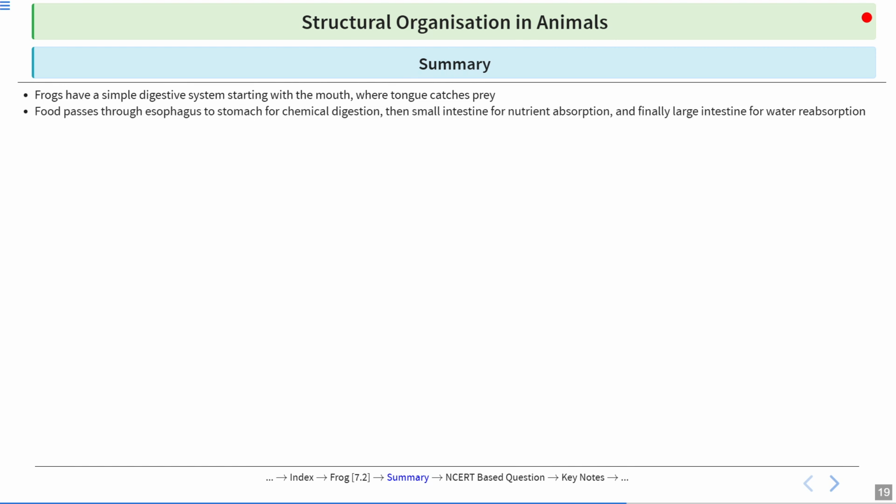Now, summary. Frogs have a simple digestive system starting with the mouth where the tongue catches prey. Now you all know how important the tongue of this frog is: highly muscular, sticky in nature, and very long. So it can come out from the mouth and capture the food material. Food passes through the esophagus to the stomach for chemical digestion, then small intestine for nutrient absorption, and finally large intestine for water reabsorption.